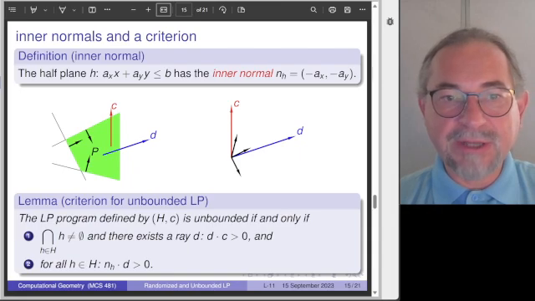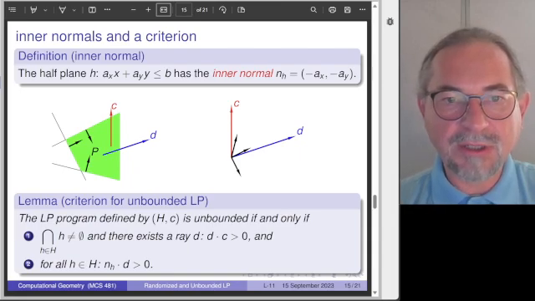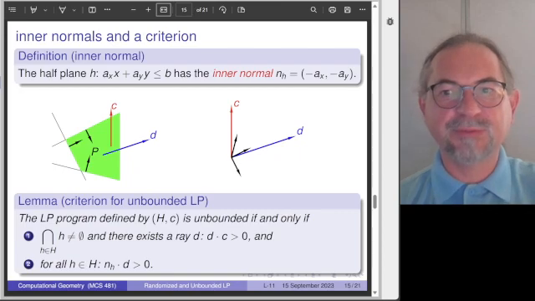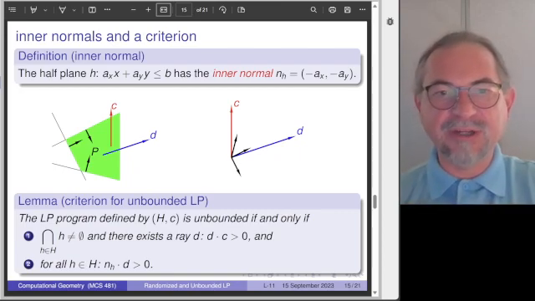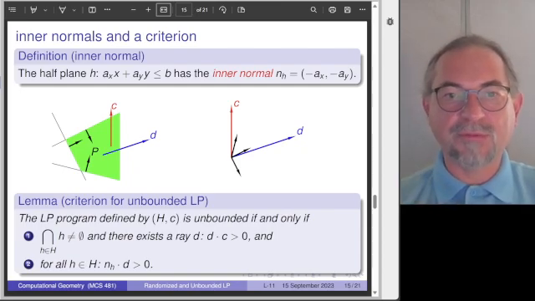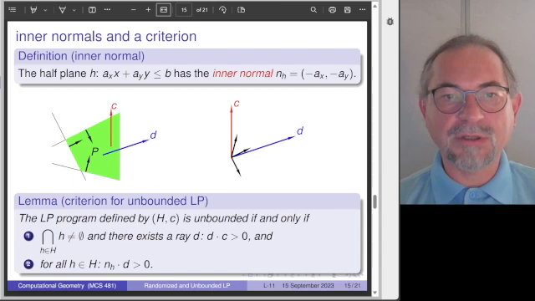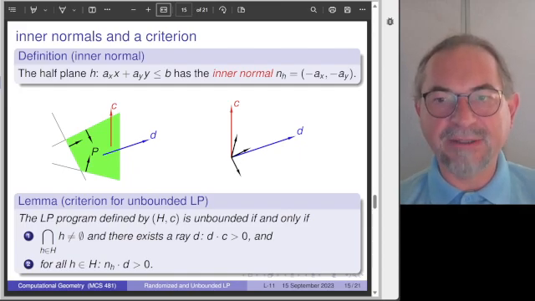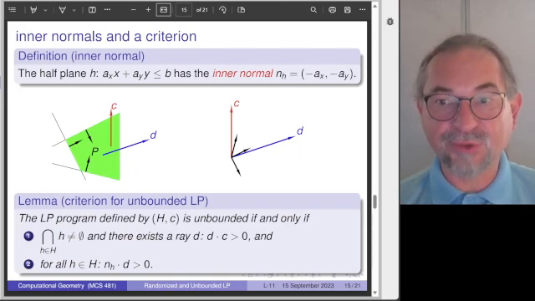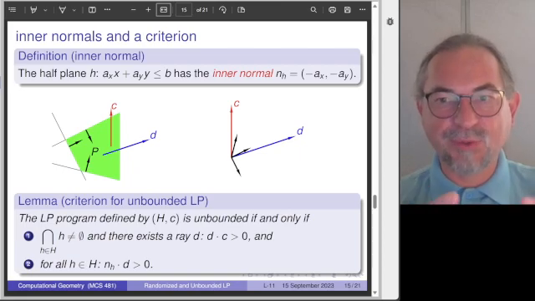Okay, so here we have the inner normal. I worked with inner normals with the larger than or equal, but you can always flip signs. So inner normal, outer normal. If you have an outer normal (a_x, a_y), then the inner normal is the negative of it. So you can also always work with less than or equal inequalities.